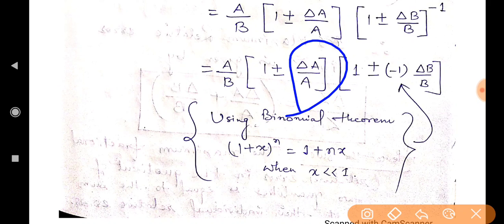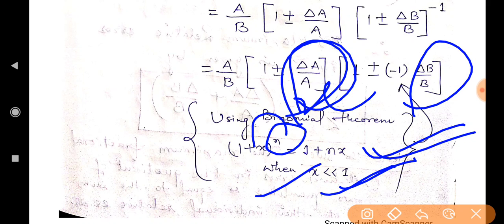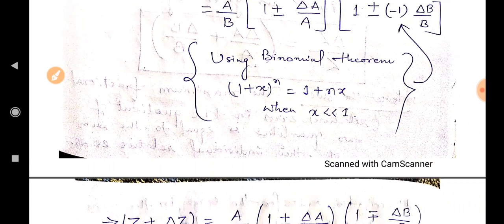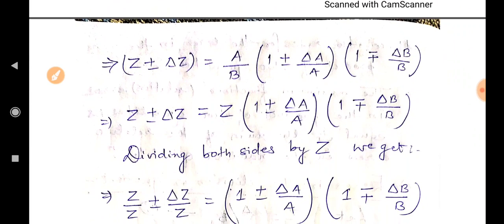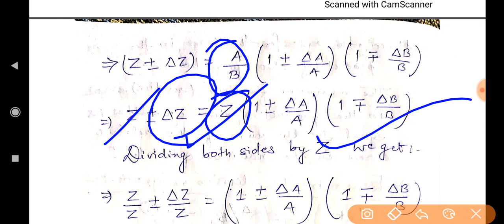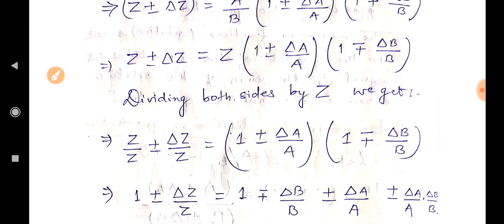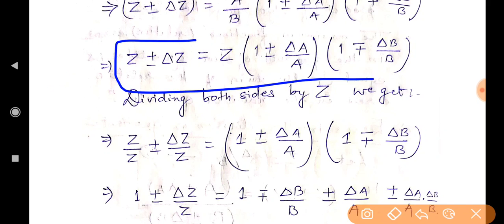The condition is fulfilled here for the binomial theorem, as delta A by A or delta B by B is very very small compared to 1. So considering it as x, you can apply the binomial theorem, and thus the power n comes before x and gets multiplied. In this way, as A by B is Z, Z cancels out and delta Z becomes this. Now we should not proceed like sum or difference.